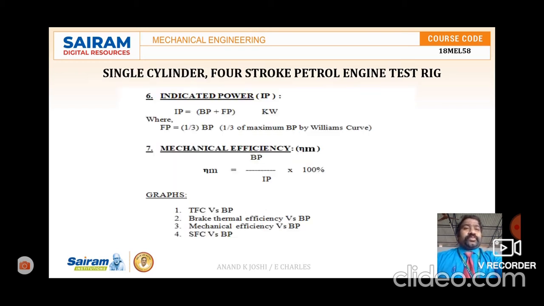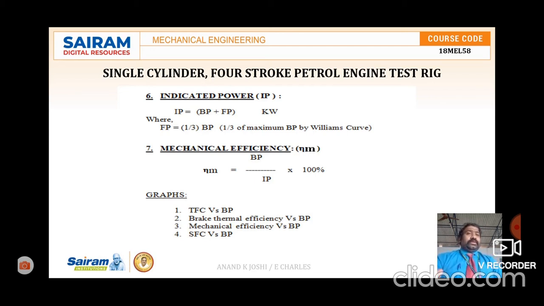And then indicated power. If you want to calculate the indicated power, we don't have any direct frictional power here, but the frictional power is 1/3 of the brake power, so we consider the frictional power as 1/3 of BP. Already we calculated the BP value, so this BP we can substitute in this equation.